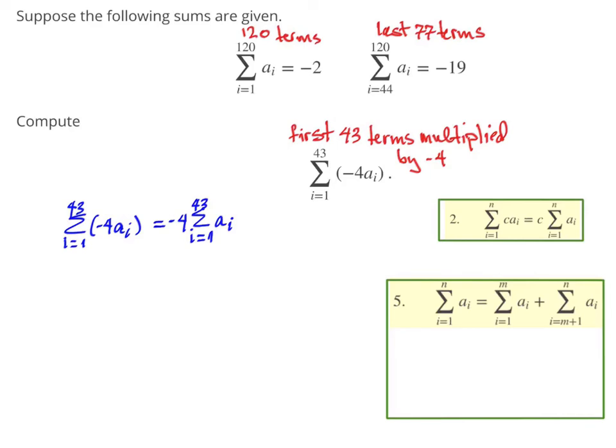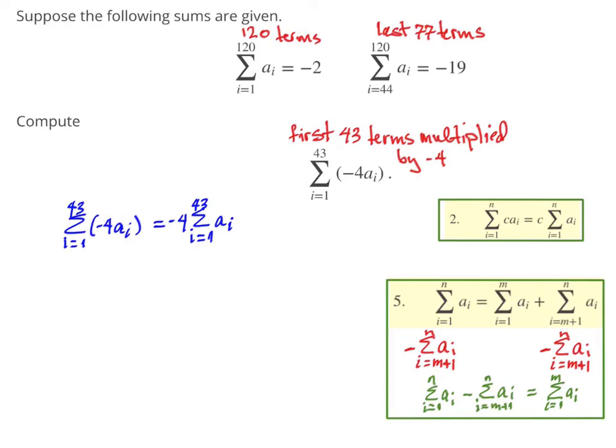So we want the sum as i goes from 1 to m of a sub i in property 5. So we want to get that by itself. Well, let's subtract the sum from m plus 1 to n of a sub i from both sides. So we can isolate the sum of just the first m terms. So what we get on the left is the sum from 1 to n of a sub i minus the sum from m plus 1 to n of a sub i. And on the right is what we wanted to isolate, the sum of the first m terms.